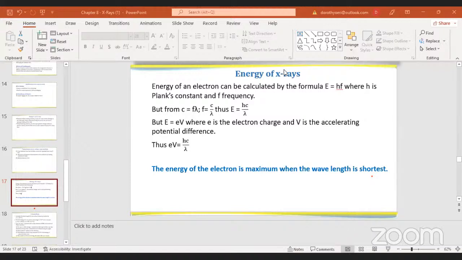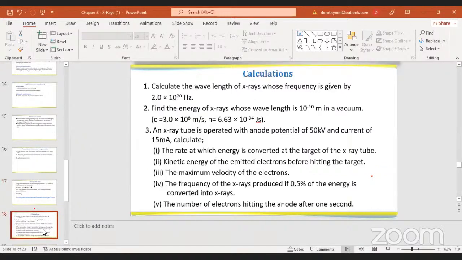Please ask questions related to X-rays. That is the X-ray topic at this point. If there are no questions, can we look at a few questions, especially where to apply the equations that I have shared up there. So number one, can we work out question one so that you give me answers? Calculate the wavelength of X-rays whose frequency is given there.